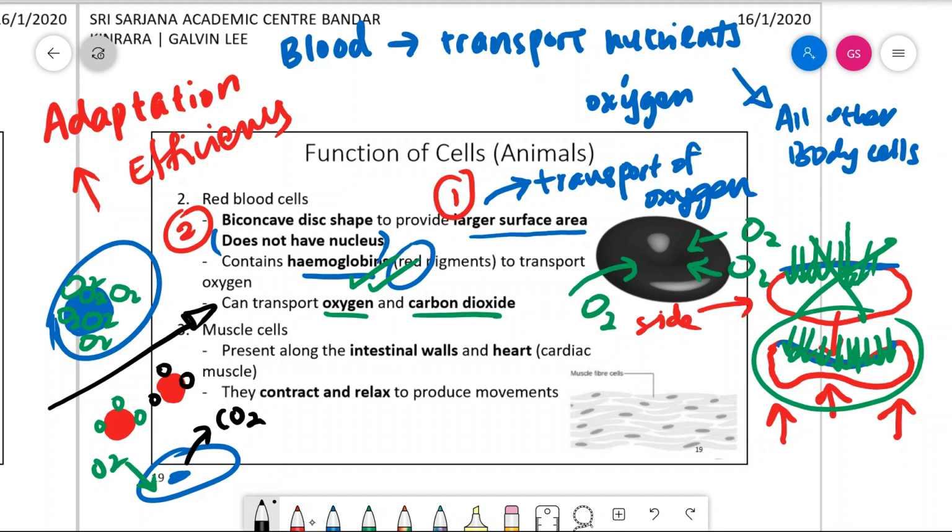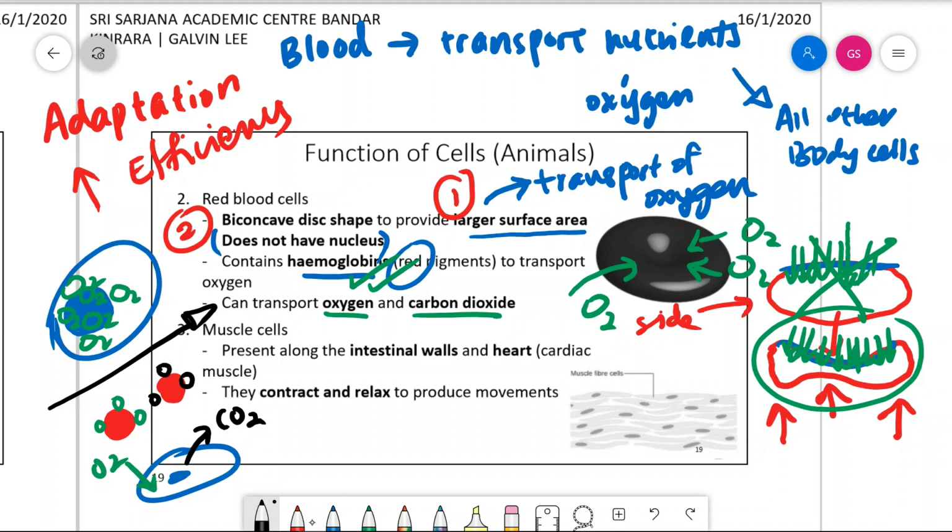Very common, we'll ask this exam question. There are many things to ask. Adaptation, the structure, the function, many things to ask. Now, the third one is the muscle cell. And the muscle cell will be in the diagram, you can see.